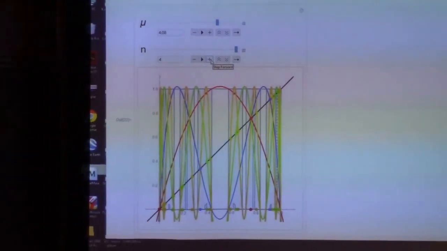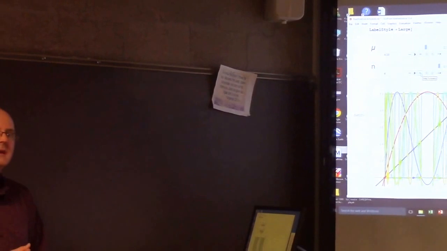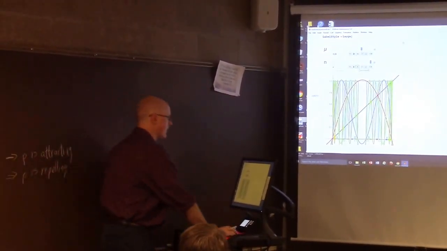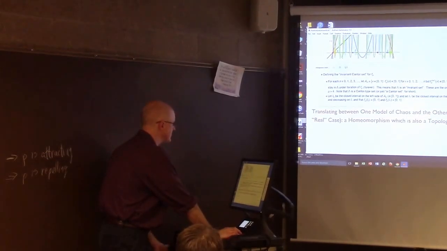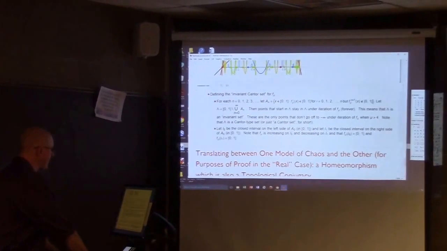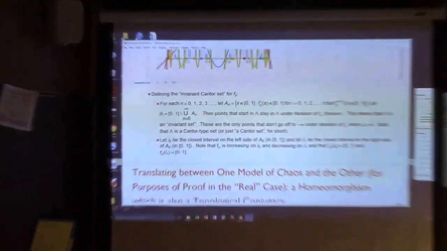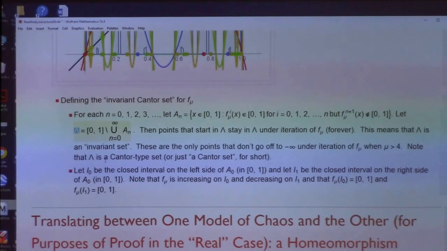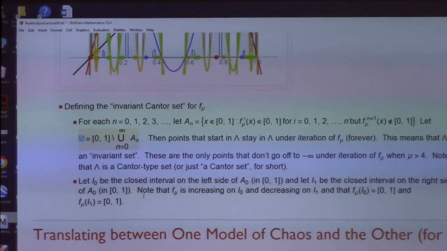It's not the Cantor set that I talked about a month or two ago. It's similar. We're about out of time. Let me just say, you can define the invariant Cantor set. This is a capital lambda there. That's one of my book's notations for this invariant Cantor set.